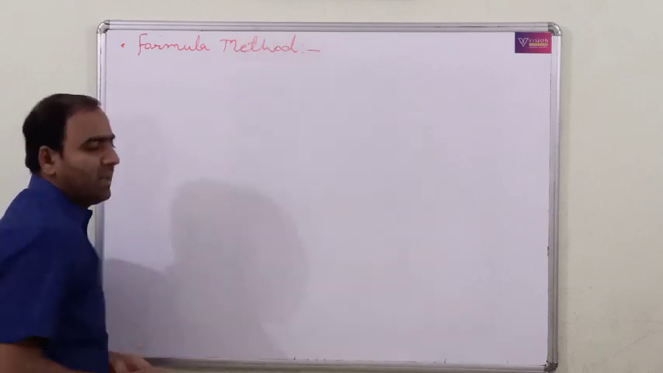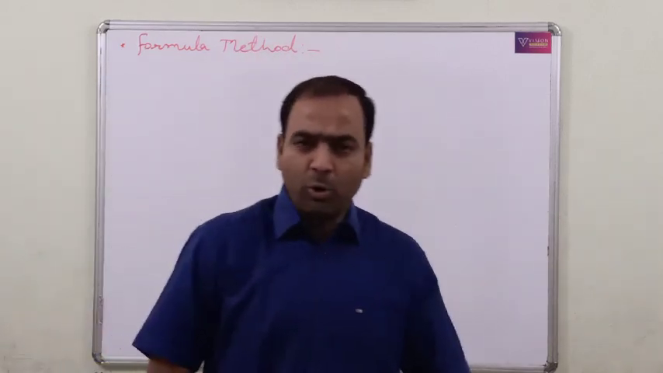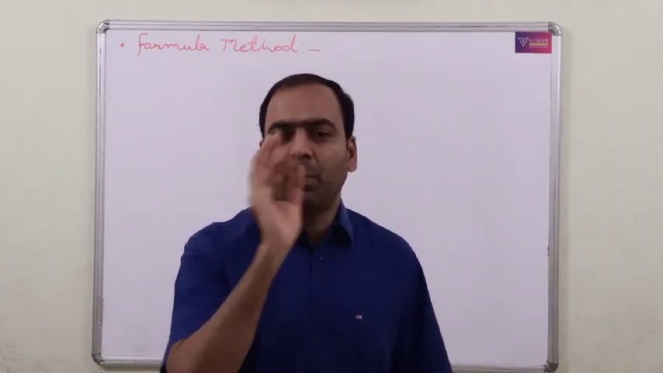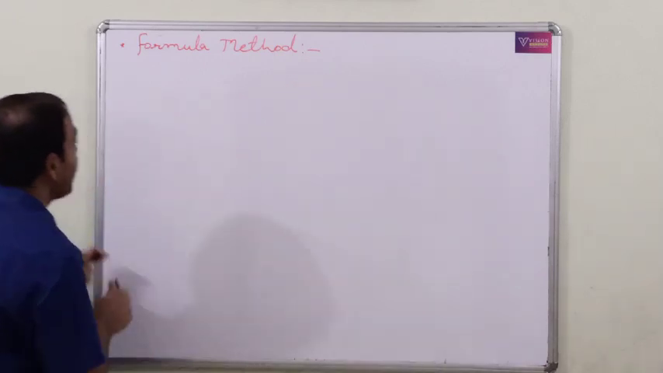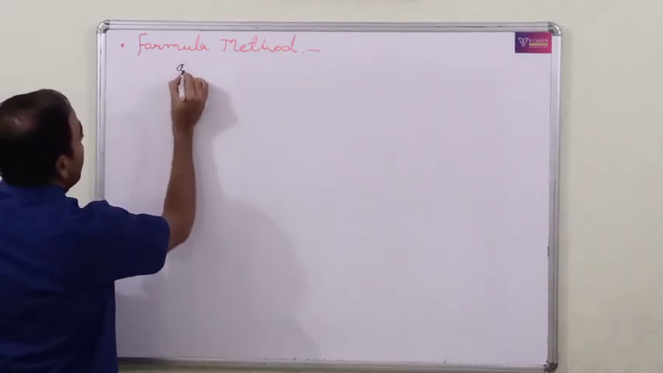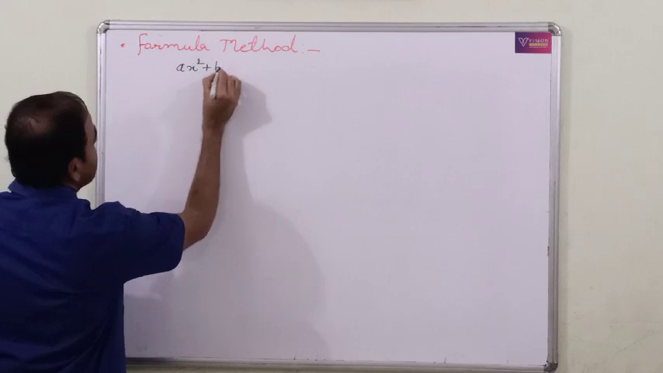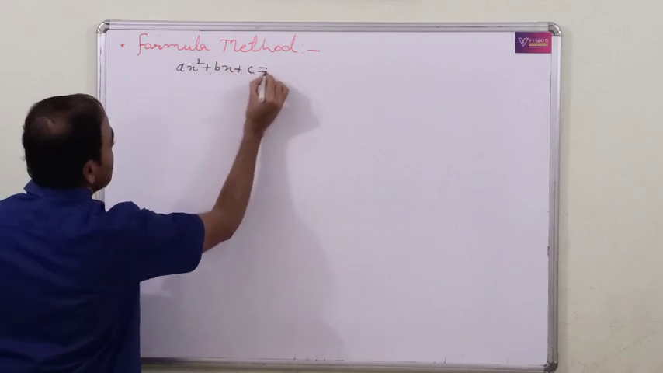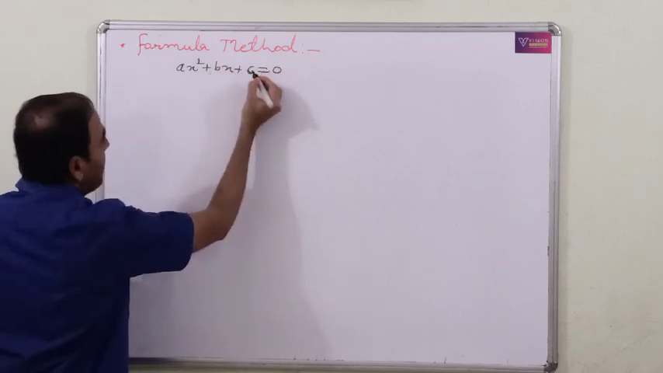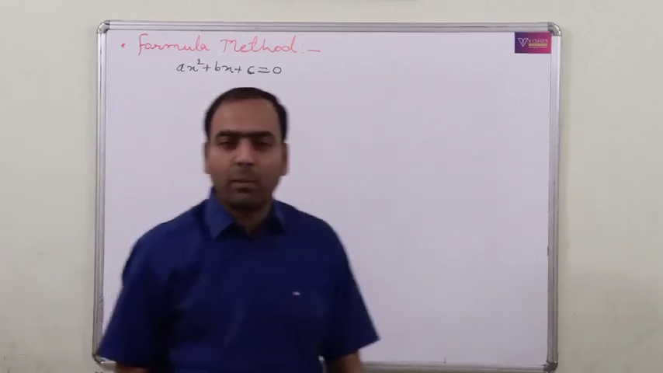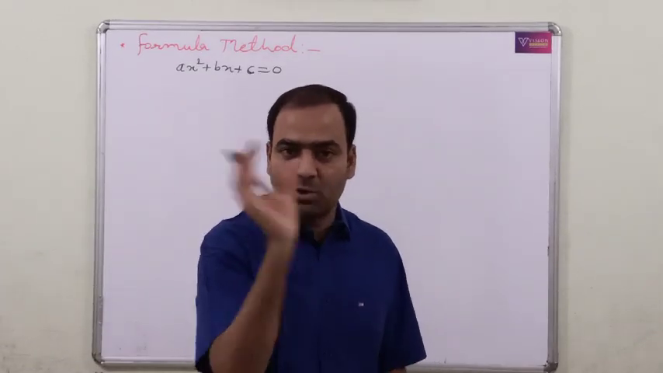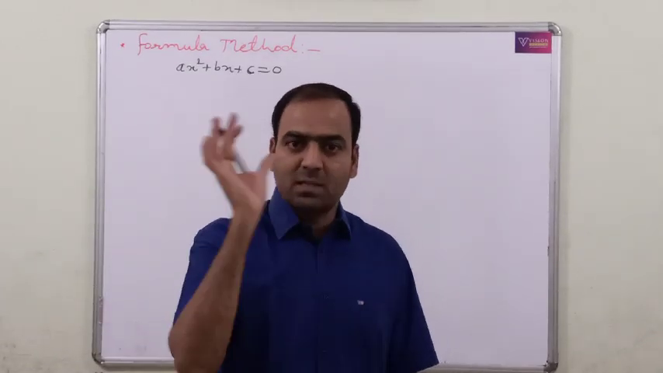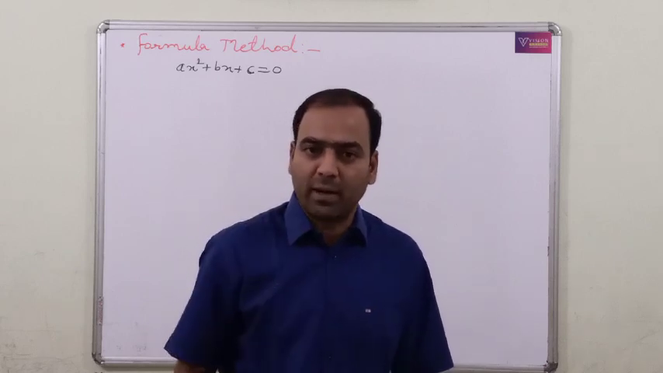To solve the quadratic equation by formula method, we know very well what is the general form of a quadratic equation. It is ax square plus bx plus c is equal to 0. We know very well a, b, c are real numbers, but a is a real number other than 0. Okay, this is the general form of the quadratic equation.